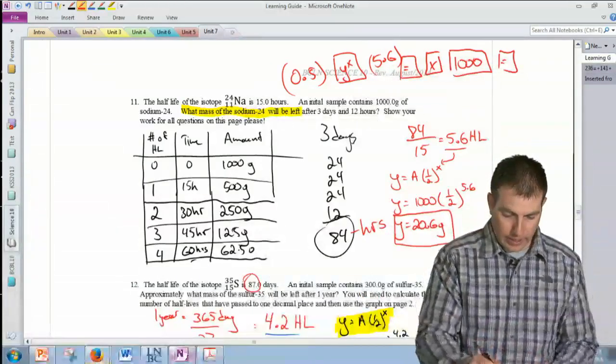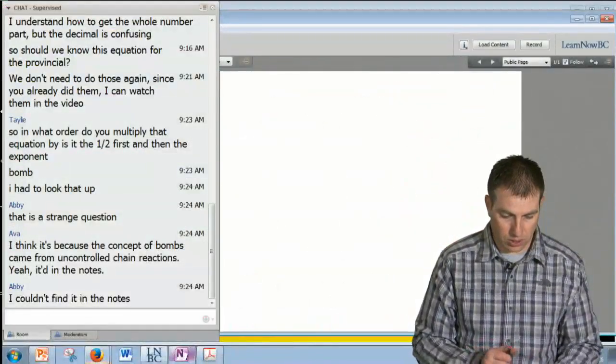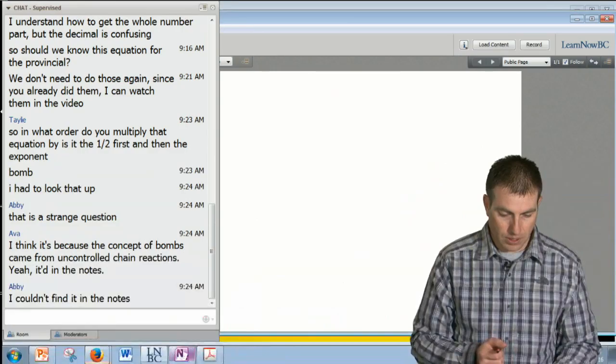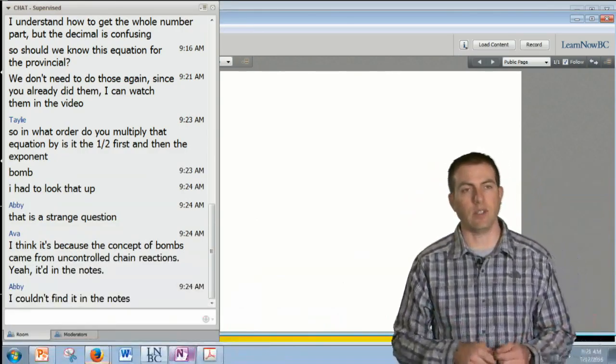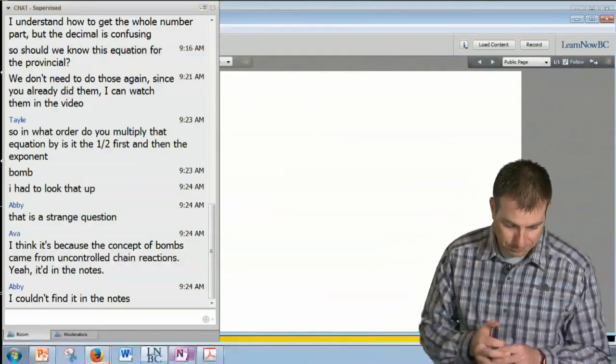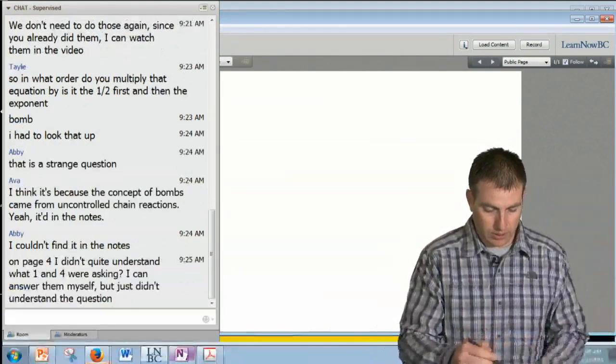All right, that's hopefully good. We'll look at a few more. I think it's because the concept of bombs came from uncontrolled chain reactions. Yeah, it's in the notes. All right, perfect. It is what it is.